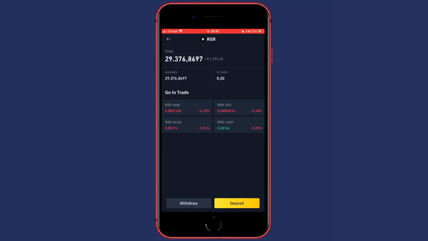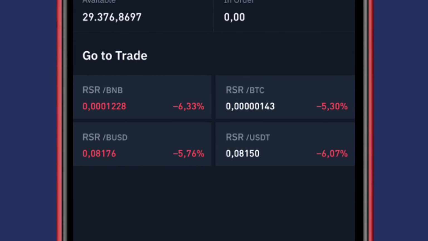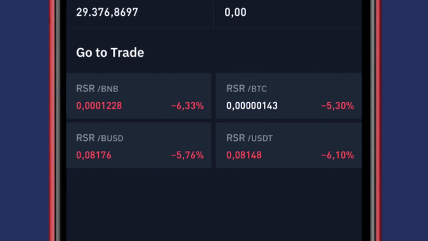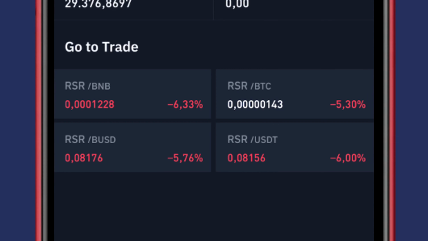You will now be sent over to a menu looking similar to this one. On this page you can see all the pairs your coin is trading in. For example, RSR is trading in only 4 pairs. This means that I can sell my RSR in return for BNB, which is the Binance coin, but also in return for Bitcoin, BUSD and USDT.